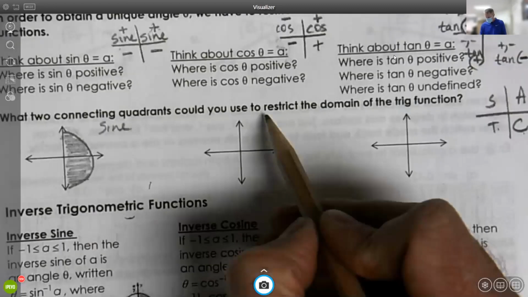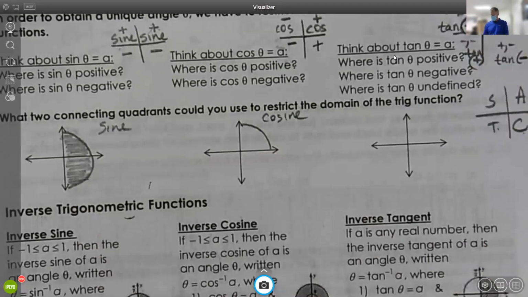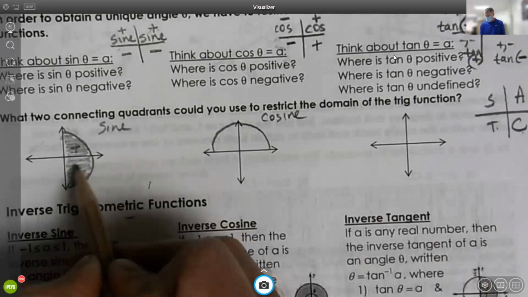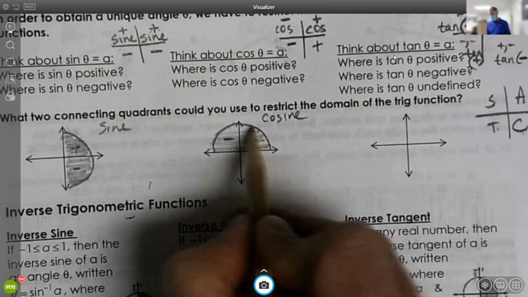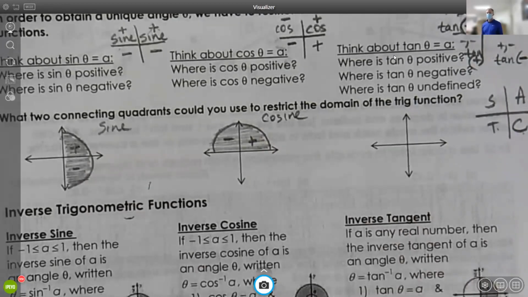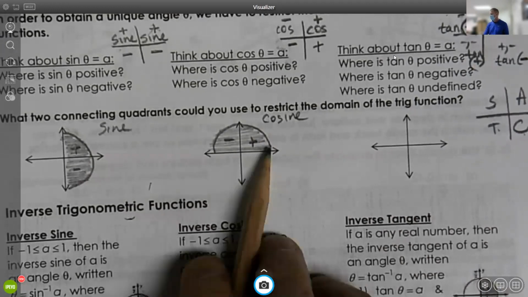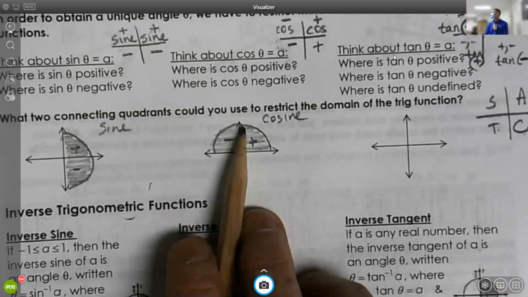For cosine, we get positive values in the first quadrant, but cosine also gives us negative. So we have plus here and minus there. We have plus here and minus there. So cosine, when we restrict the domain, and we're not going to look everywhere, we are looking at values that are falling from 0 up to 180, because that would cover all the cosines that are positive and all the cosines that are negative.